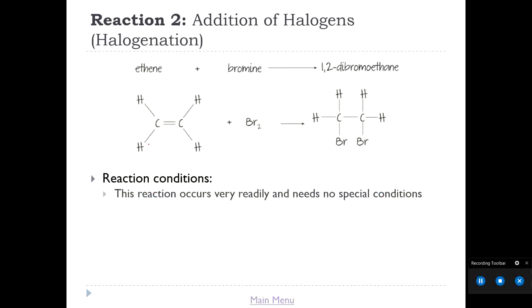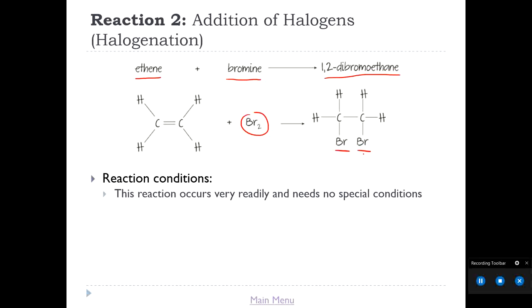So the second reaction is the addition of halogens, which we call halogenation. In this case, we take ethene again plus bromine, but you can add any halogen. You can add fluorine, chlorine, or iodine to make 1,2-dibromoethane. Okay, so the bromine, like the hydrogen in the previous example, one bromine gets added across each side of the double bond. So one carbon picks up one bromine, one carbon picks up the other. This reaction actually requires no special conditions at all.